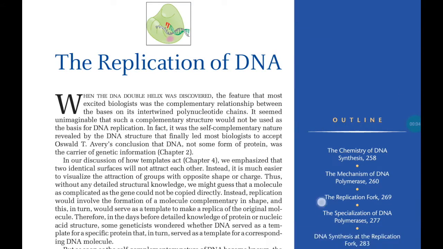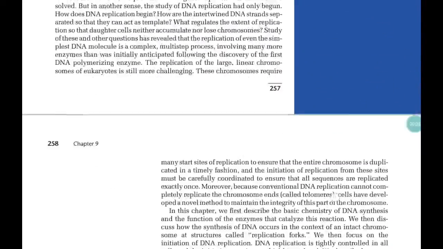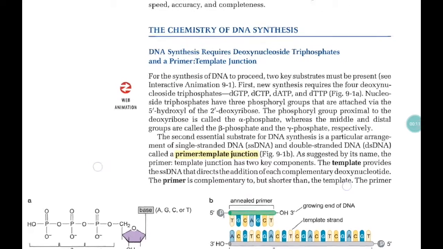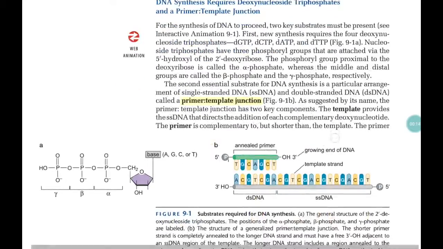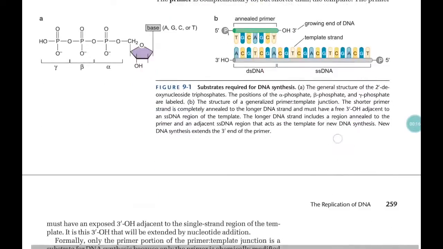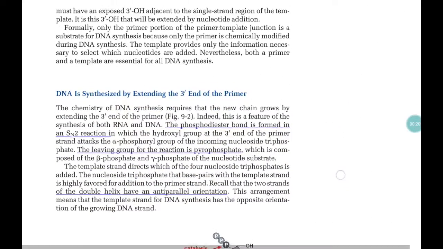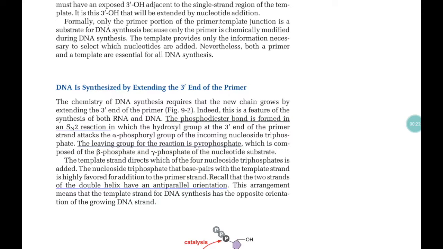DNA replication. The chemistry of DNA synthesis: the primer-template junction is the first thing that forms. DNA is synthesized by extending the 3' end of the primer. The phosphodiester bond is formed in an SN2 reaction. The leaving group for the reaction is pyrophosphate.